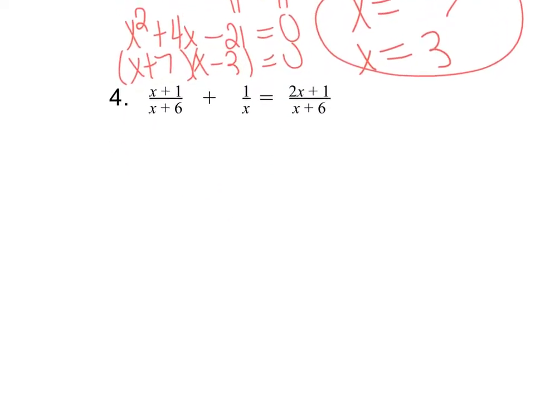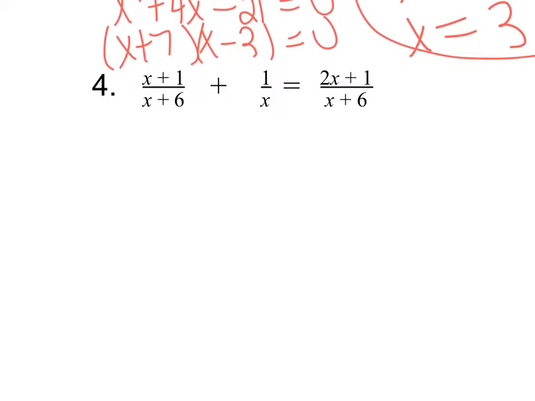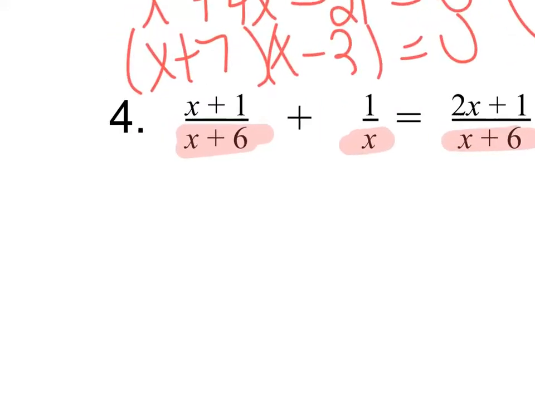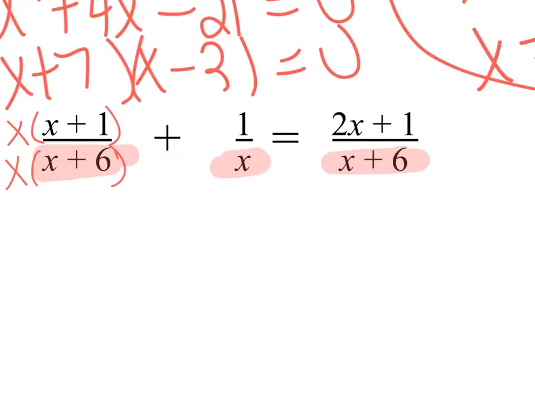Okay, last problem as an example here. I have x plus 6 on the bottom, x on the bottom, and x plus 6 on the bottom. So I need to have an x and an x plus 6 in the bottom of every one of them. Well, in this first term, I'm missing x, so I need to multiply the top and the bottom by x. Second one, I'm missing an x plus 6, so I need to multiply the top and the bottom by x plus 6.